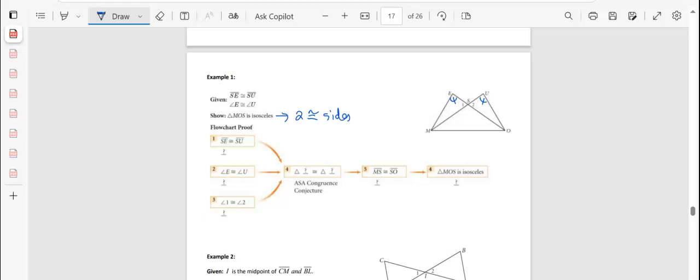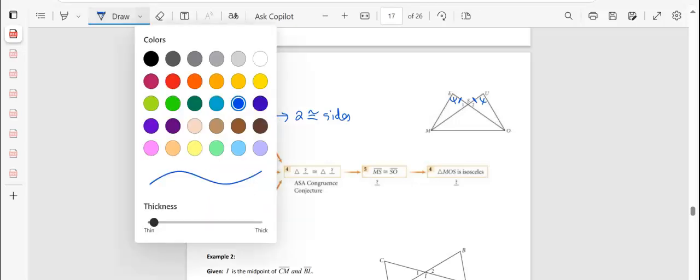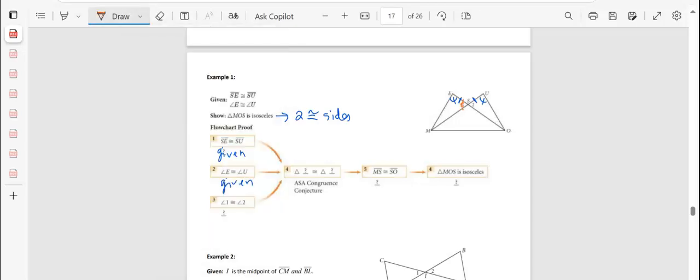So here we go. SE is congruent to SU, and that is given. Angle E is congruent to angle U. That is given. Let's look at step 3. Angle 1 is congruent to angle 2. 99% of the time, if they give you a labeled angle in the diagram, you're going to want to use it. And so why is angle 1 congruent to angle 2? Vertical angle conjecture. If you cannot remember vertical angle conjecture, you can just say vertical angles are congruent. I'm fine with that as well.